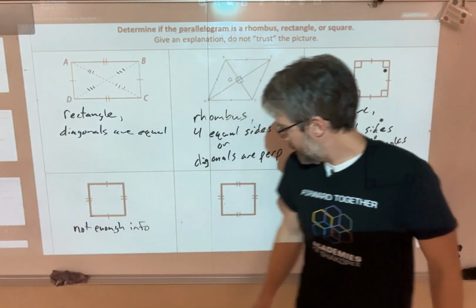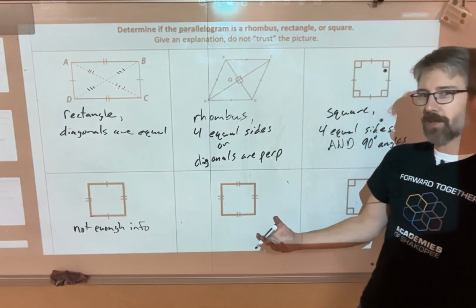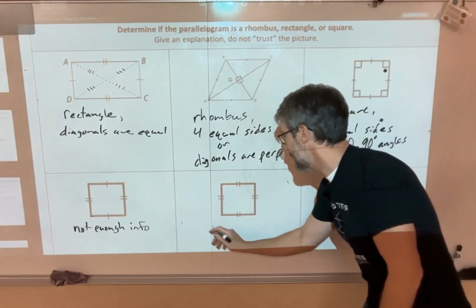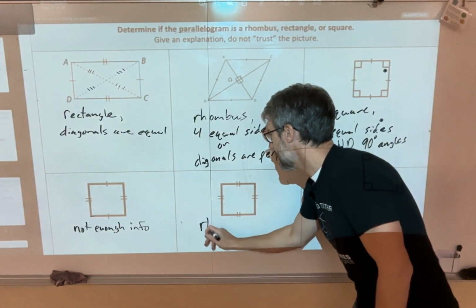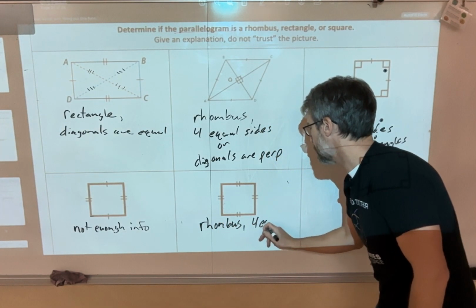All right, then over here, this one, well, we've got 4 equal sides, but we don't know anything about the angles. We don't know anything about the diagonals. So all we can say is that this is a rhombus because it's 4 equal sides.